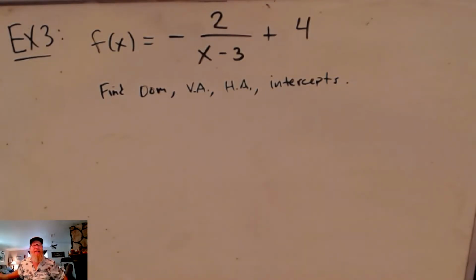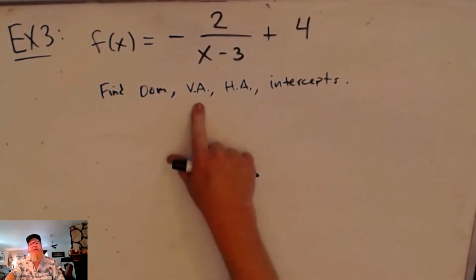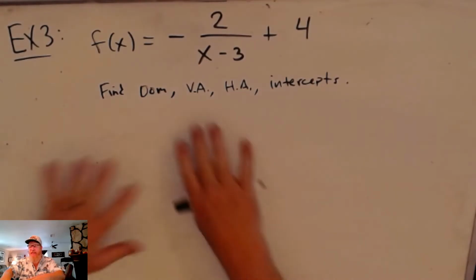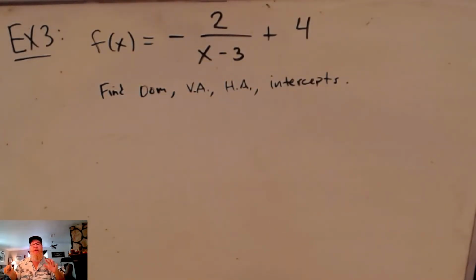I regret not asking for range. I'm looking at my notes, thinking, I didn't really ask for the range. I guess I could, but I didn't, for some reason. So find the domain, the vertical asymptote, the horizontal asymptote, and the intercepts. And this is a slightly different formulation.